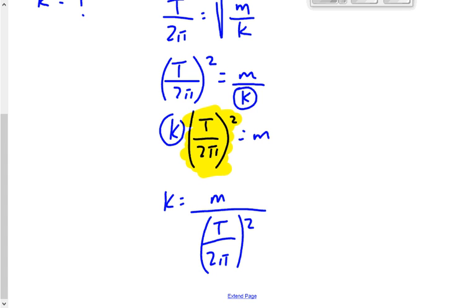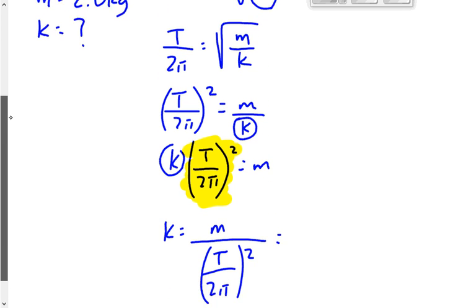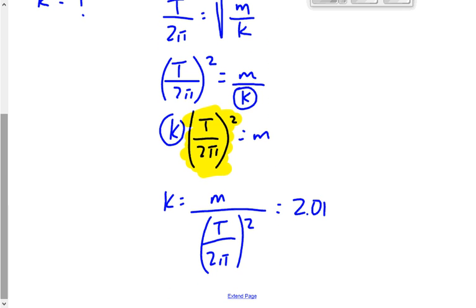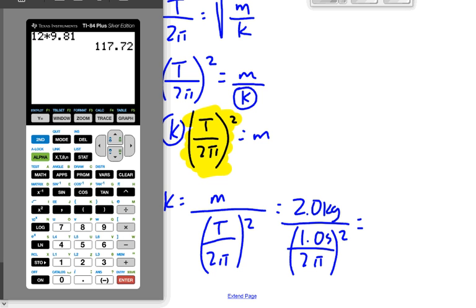Does that make sense what we did there? Now we got to sub numbers in, right? This is a little tricky even substitution-wise. M is 2 kilograms. T is 1 second, I think, wasn't it? Yep. Over 2 pi. If you're good with brackets on your calculator, go ahead and try that with brackets, but I'm going to recommend a different way this time, because that gets a little ugly with brackets here, okay?